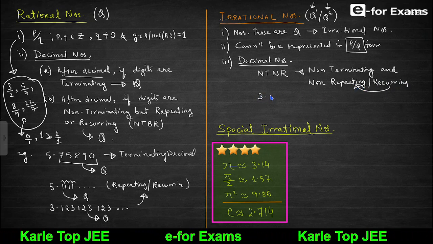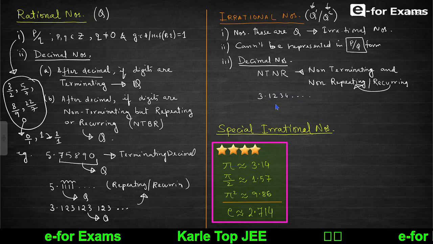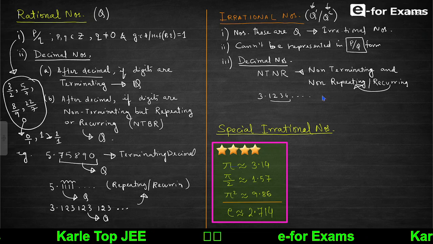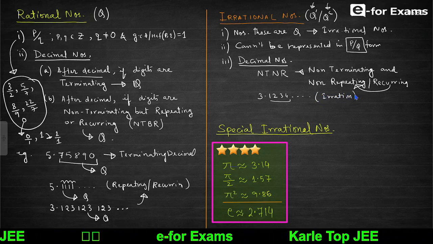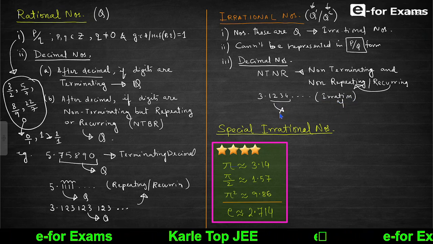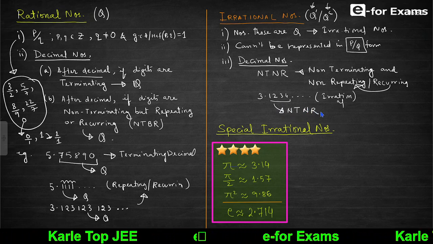Example: 3.1234 and so on. There is no repetition of any digit, right? This is irrational. It is nothing but non-terminating, non-repeating.